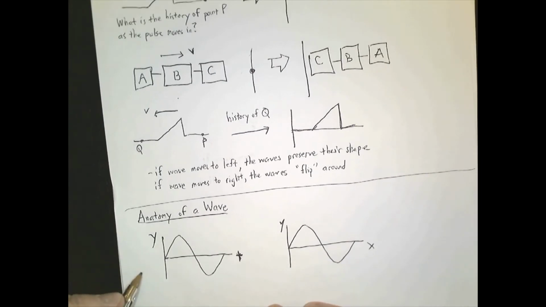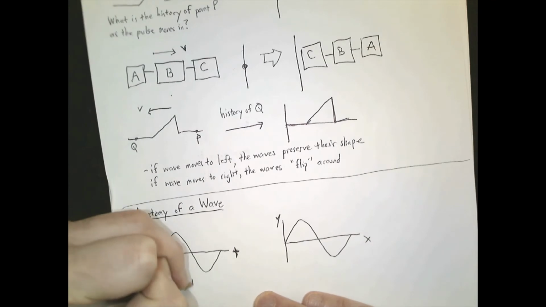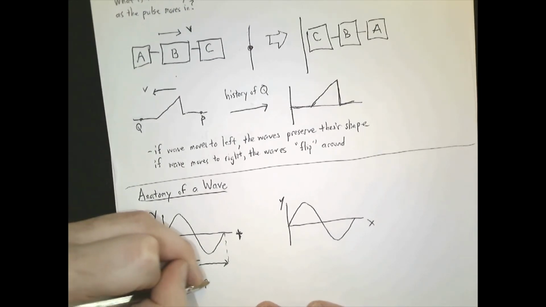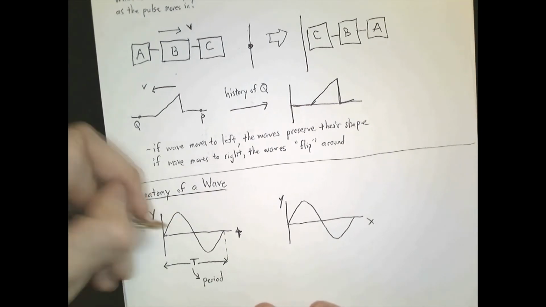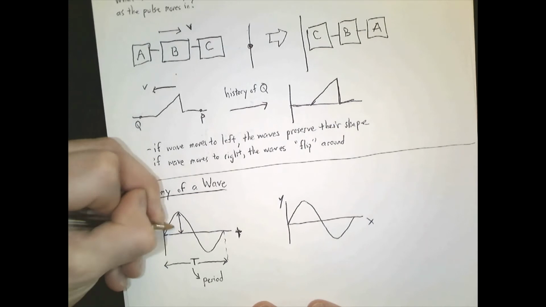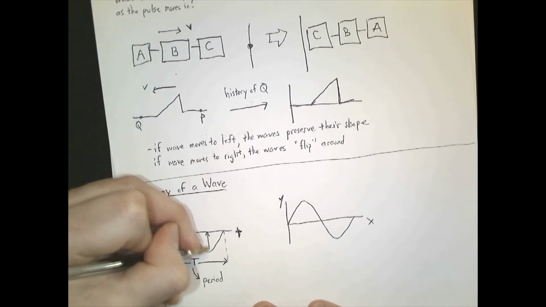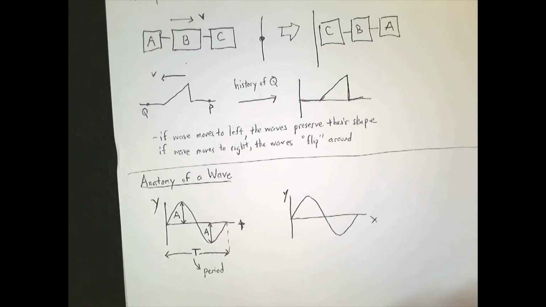If I have a wave that's measured in time, the characteristic dimension along this horizontal axis is our period. Just like with the pendulum, the time for one cycle is known as the period. We can also define the amplitude A, again measured from equilibrium up to the top of the wave, or likewise from equilibrium down to the bottom of the wave. So our amplitude is the same as before.